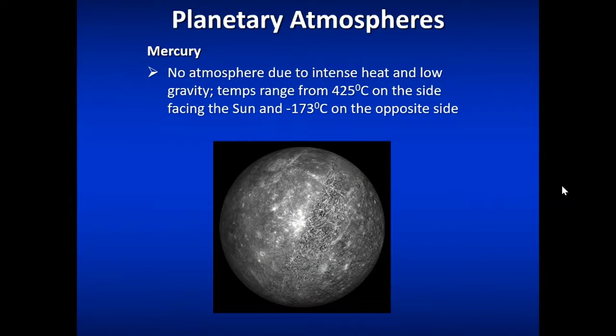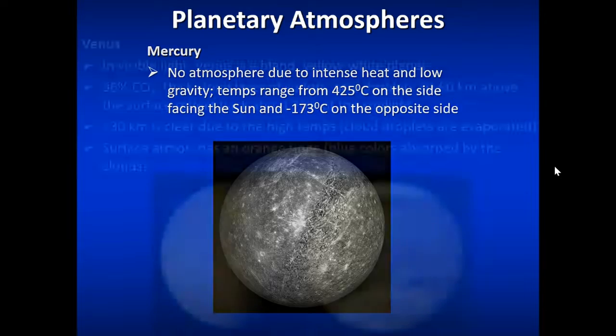Mercury doesn't have an atmosphere. It is so close to the sun and has such a low gravity that all the atmospheric molecules have escaped. This creates a situation where Mercury is 425 degrees C on the warm side and minus 173 degrees C on the cold side, causing it to be really a land of extremes.